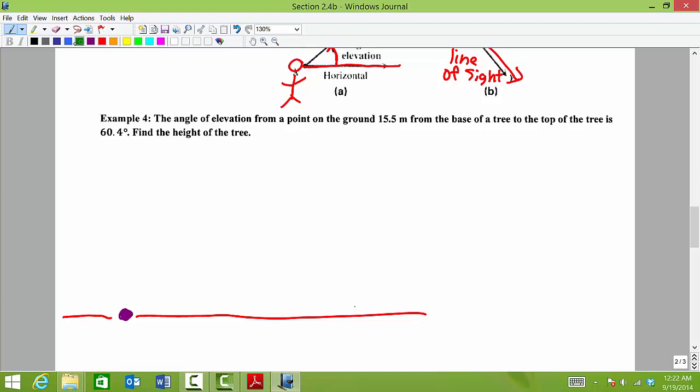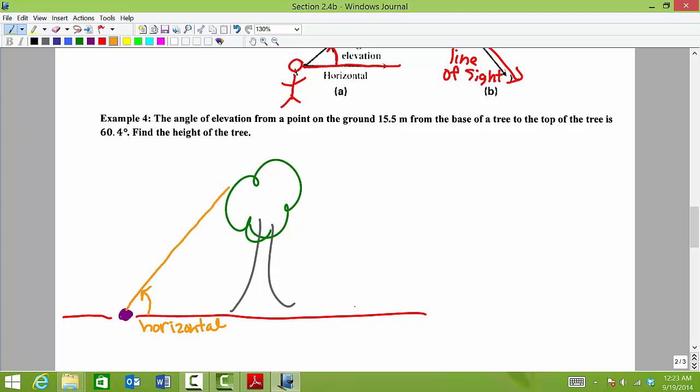So essentially what we're saying is that I have a tree here, and my horizontal is the point. If I was standing right here and I was looking straight ahead, that would be my horizontal. And the angle of elevation means I'm going to start there and I'm going to look up to the top of our tree. This would be called our angle of elevation, and it is 60.4 degrees.